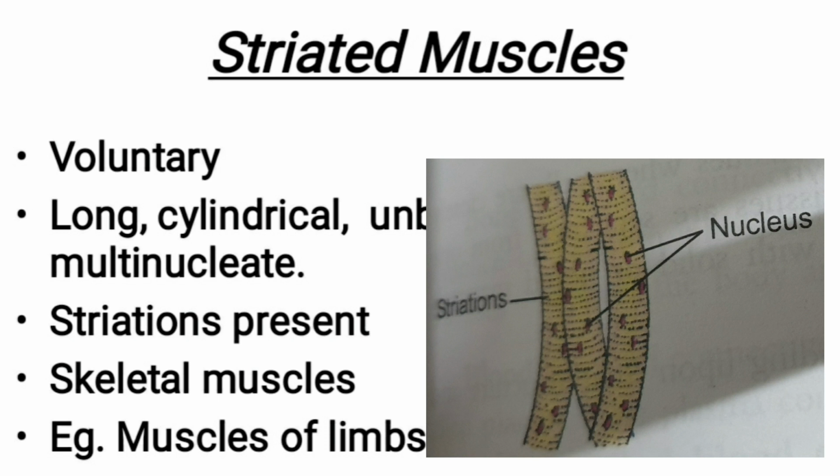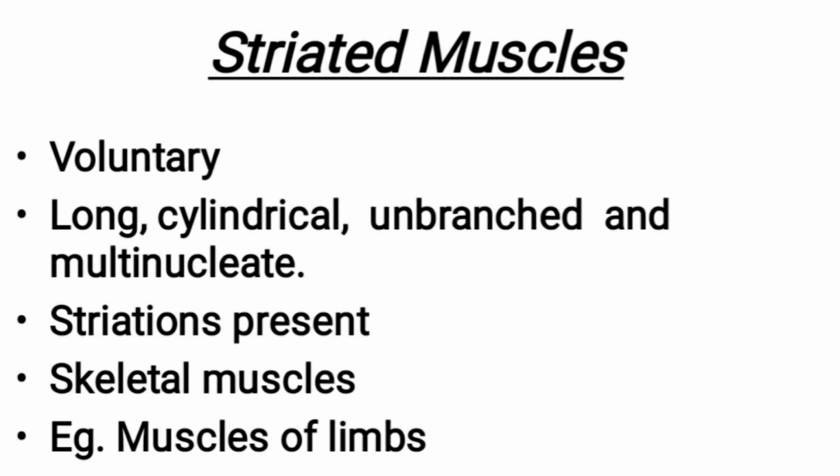These muscles are also called skeletal muscles. The cells are long, cylindrical, unbranched, and multinucleate. Striated muscles show alternate light and dark bands or striations. Striations are present, thus they are known as striated muscles.